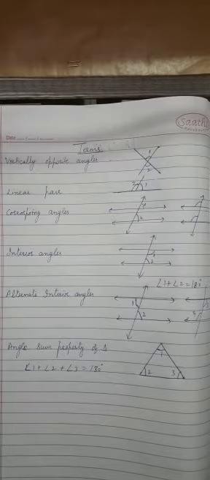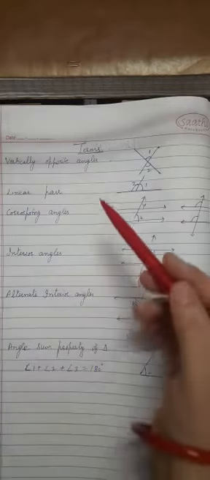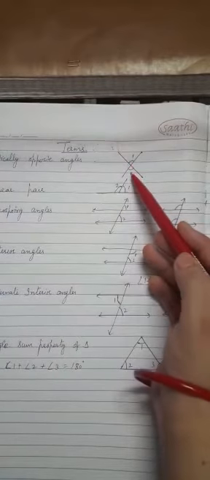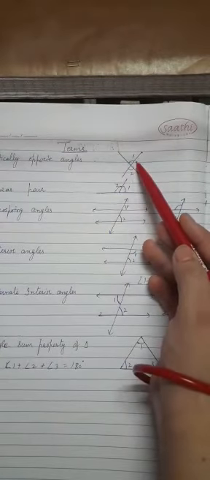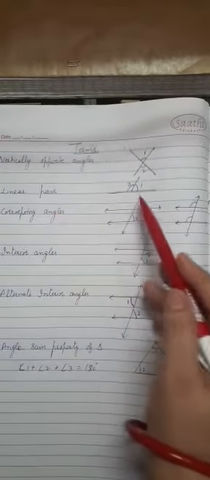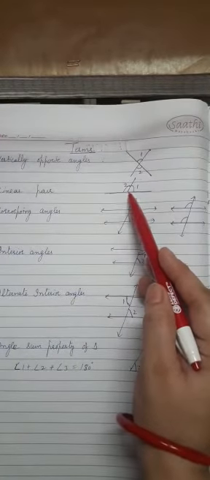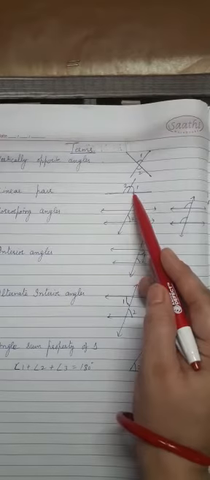Some more terms that you did in 7th class I am explaining to you, which are useful to solve the question. The first one is vertically opposite angles. All of you have done this in 7th class. Vertically opposite angles are formed by intersecting lines. Then linear pair. Linear pairs are adjacent angles and they make the sum of 180 degrees.